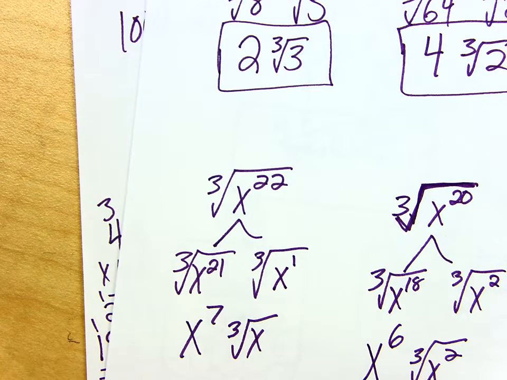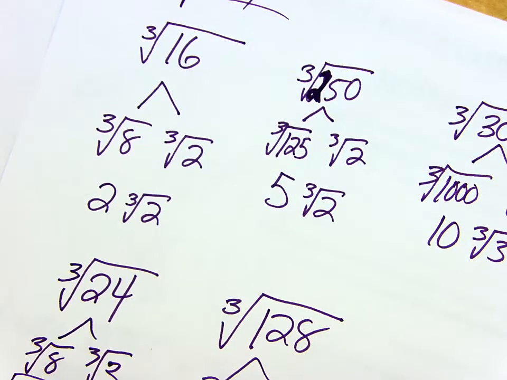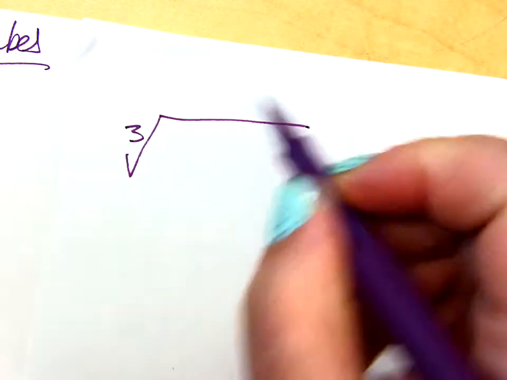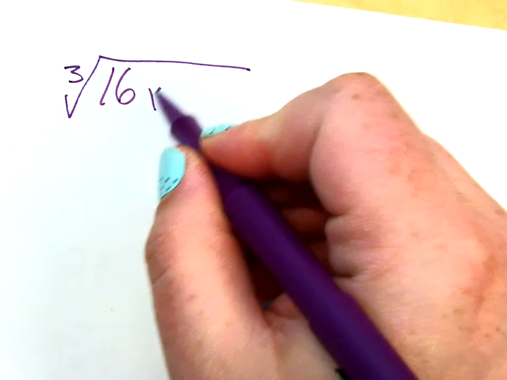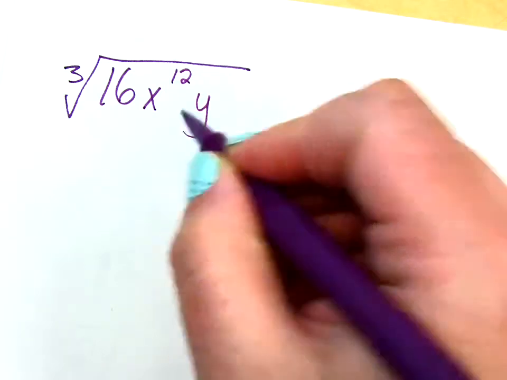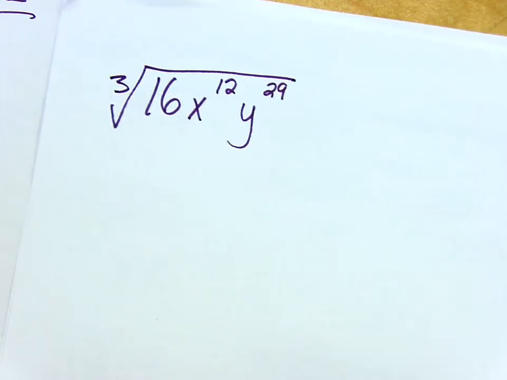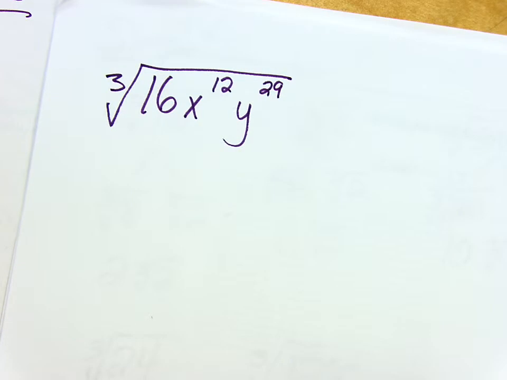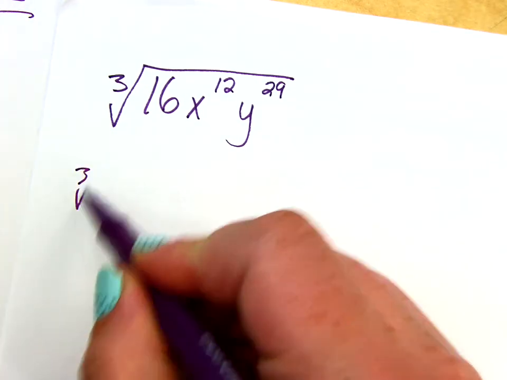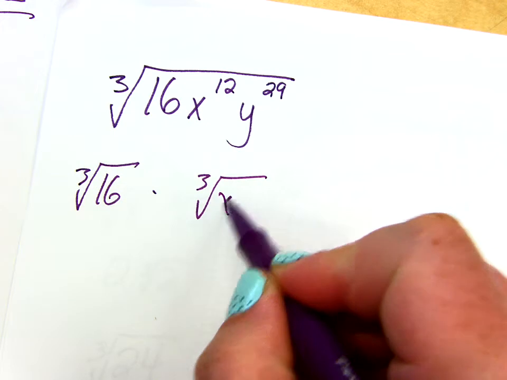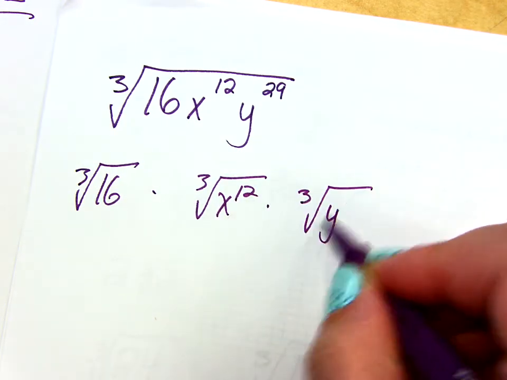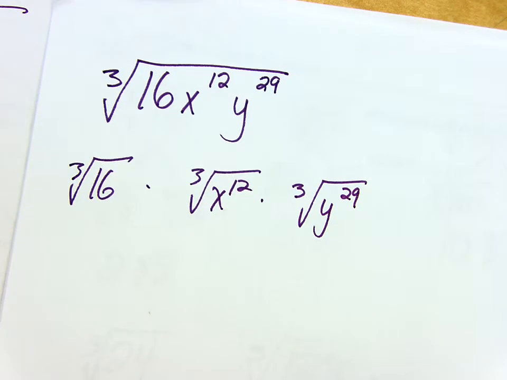All right. So shall we try putting this together? Yes. I love that enthusiasm. Here we go. Let's say I tried the cube root of 16 x to the 12th y to the 29th. All right, so first thing I'm going to do, just like you did with square roots, you're going to break it up into 3 little mini problems. Cube root of 16 times the cube root of x to the 12th times the cube root of y to the 29th. 3 separate mini problems.